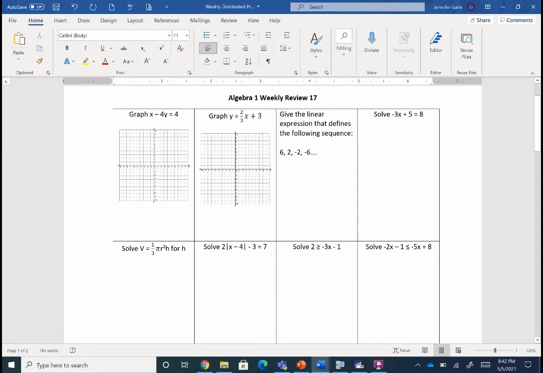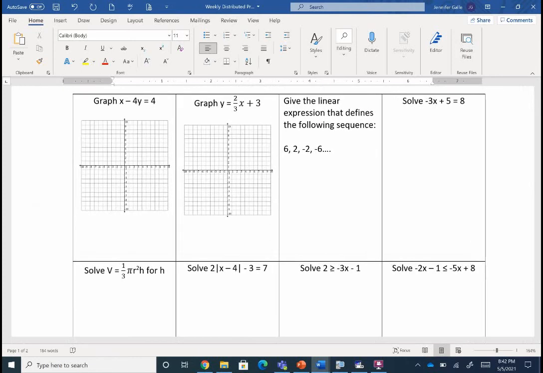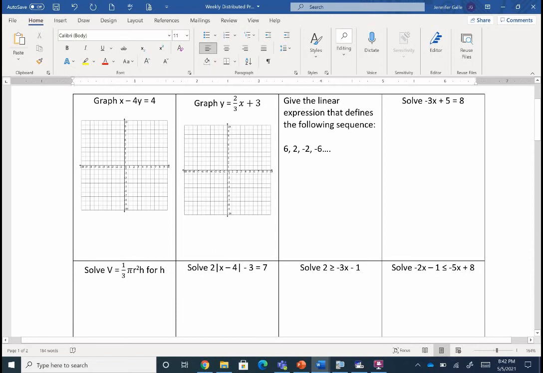All right, this is our Algebra 1 weekly review, number 17. Question 1 in the first row, we need to graph that linear equation. The linear equation is in standard form, so to do standard form, we like to use x and y intercepts.